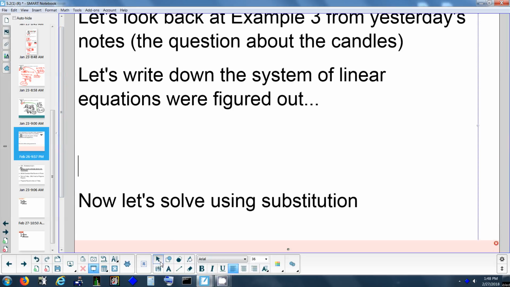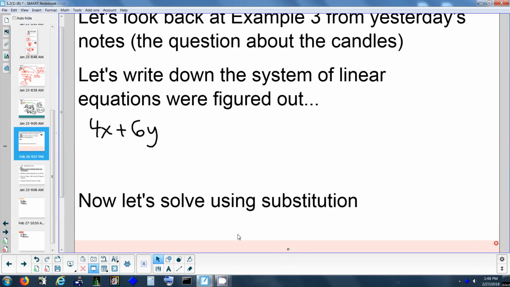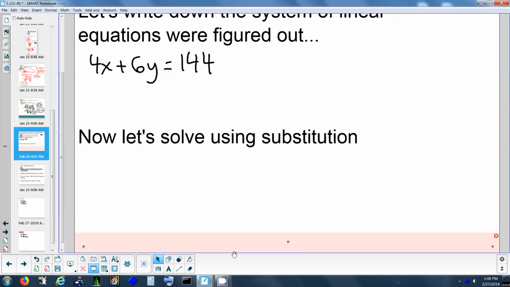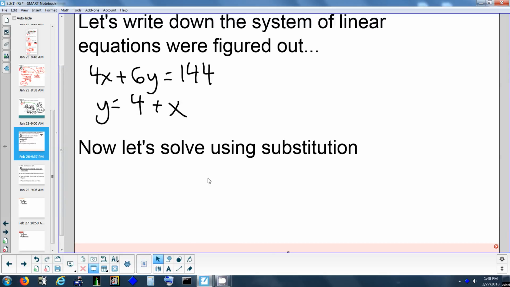So what was the top one? 4x plus 6y equals what? 144. That was my top equation from yesterday, right? Fred, do you have your notes now? Can you tell me the bottom one, equation 2 from example 3 yesterday? y equals 4 plus x. Does anybody disagree with that?